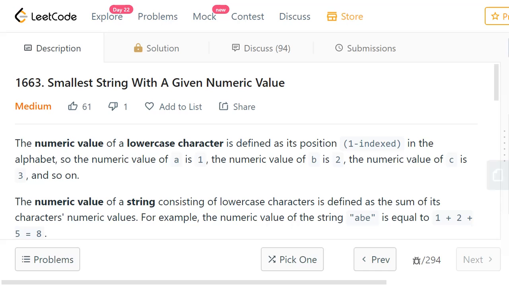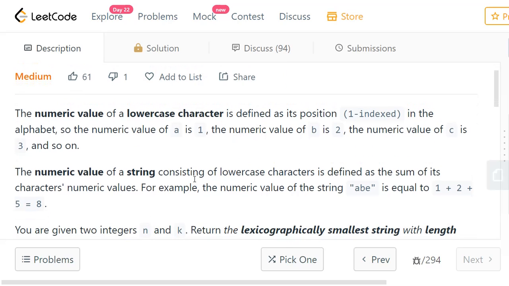The numeric value of a lowercase character is defined as its position. So we have letters A to Z. We start with the numeric value of 1 for A, and the numeric value of B will be 2, and C will be 3, and so on. The value of Z will be 26. So basically they are assigned the value of their positions, A to Z.